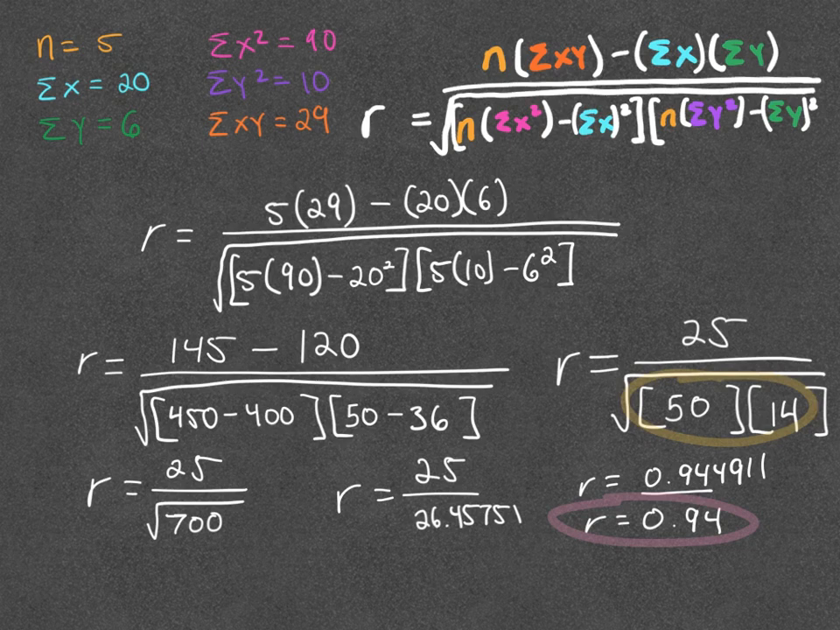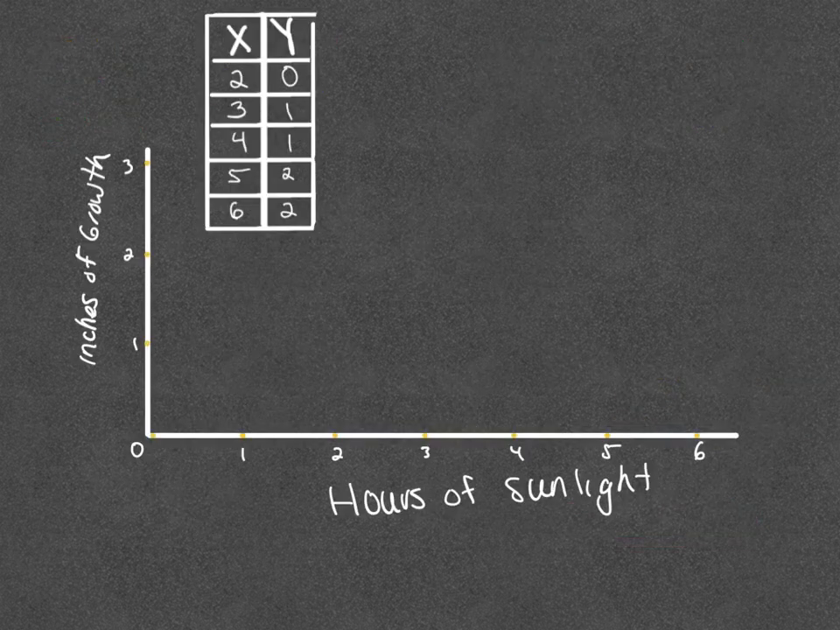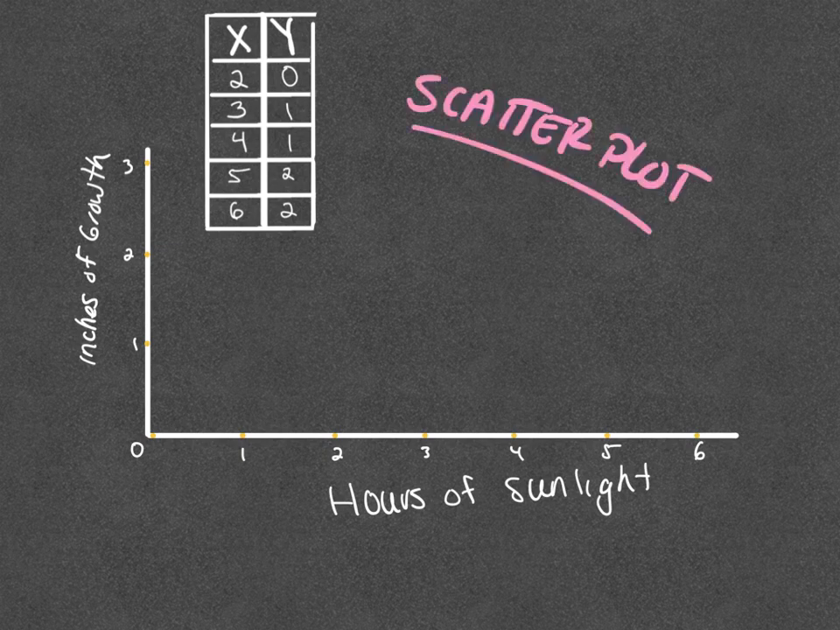Let's take a look at this visually by creating a graph. Let's use those data to plot them on a scatter plot. That's a two-dimensional x by y graph. This will allow us to see visually that very strong positive correlation.